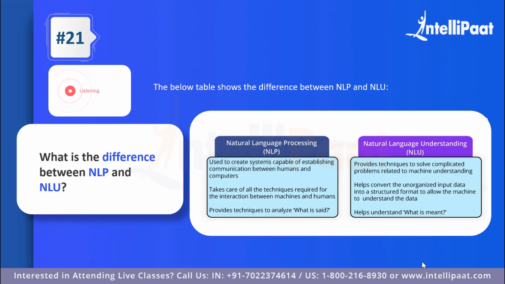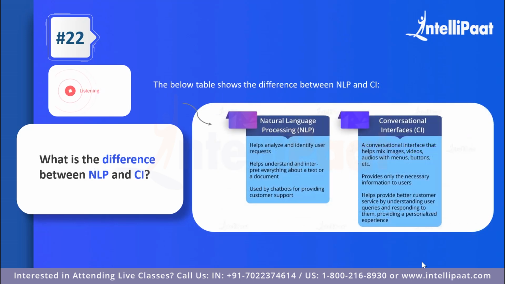Now, let us move on to the next question, which is what is the difference between NLP and CI? Again, NLP is natural language processing and CI stands for conversational interfaces. Starting with the first difference, NLP helps analyze and identify user requests, whereas a conversational interface helps mix images, videos, audios with menus, buttons, and many more. Then coming to the next point, NLP helps understand and interpret everything about a text or a document, whereas CI provides only the necessary information to users.